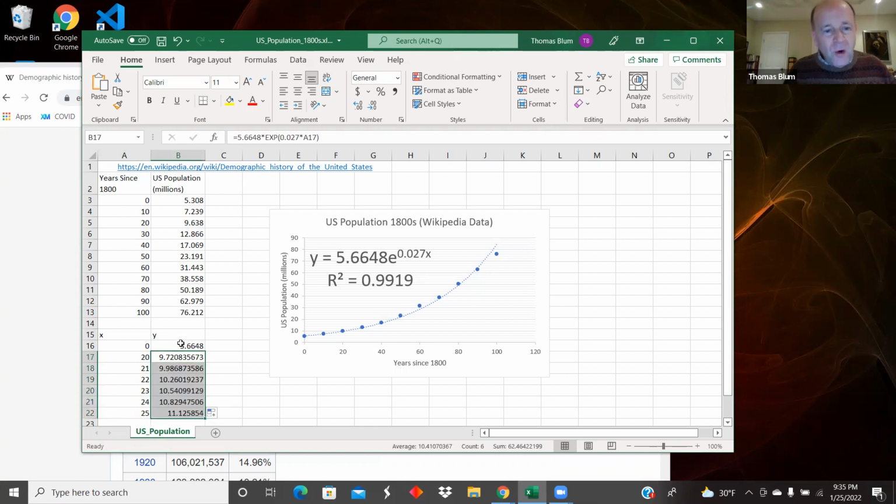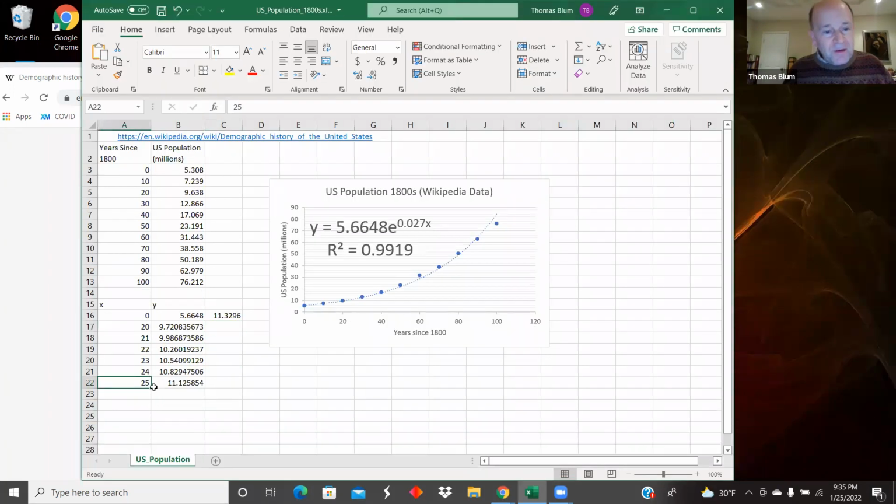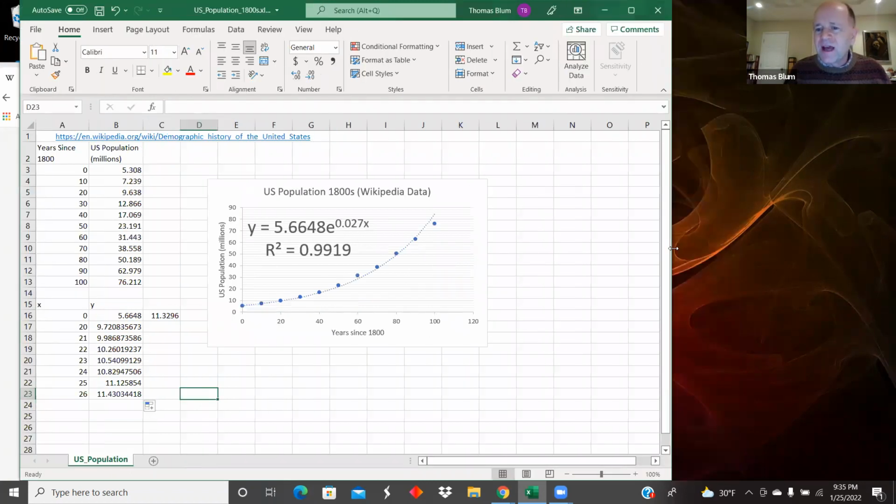And then I can say, oh, what's double? So let's use Excel's calculator capabilities. And so we need to get to 11.3. So maybe I need to go down to 26. And so between 25 and 26 years, it doubles. Okay. And then let's say you're very persnickety and you want to know sort of exactly within the formula.